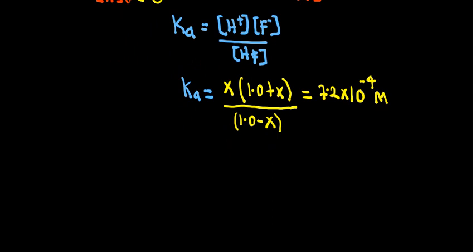So what I will do is neglect the value of x. Let me find out. This is 1.0. I've neglected the value of x there, neglected the value of x there. I've only remained with 1.0.